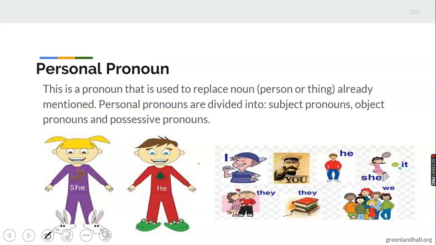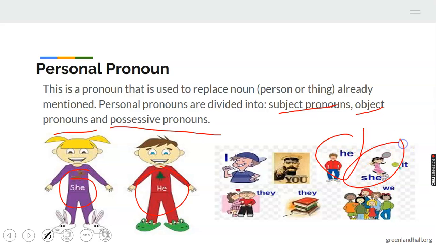Personal pronoun. What are personal pronouns? This is a pronoun that is used to replace a noun. Personal pronouns are divided into subject pronouns, object pronouns, and possessive pronouns. So personal pronouns are those pronouns that are used to replace something that is mentioned. For example, she is a personal pronoun. He is a personal pronoun. These are typical examples here. You can see them also on the slide. So the word personal means individual.